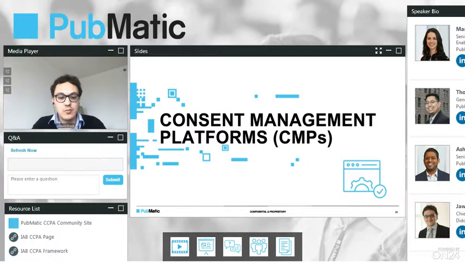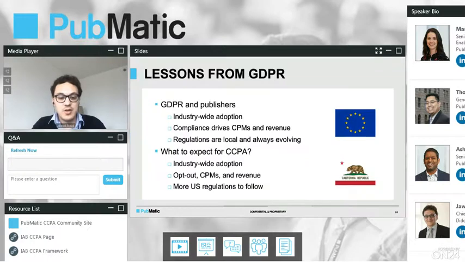So GDPR was adopted about 3 years ago in the EU and has seen an industry-wide adoption since then. It's obviously a regulation, but previous regulations were partly ignored. Enforcement was key in making sure that GDPR was adopted by European publishers and advertisers, and enforcement was heavy for GDPR by local data protection authorities.